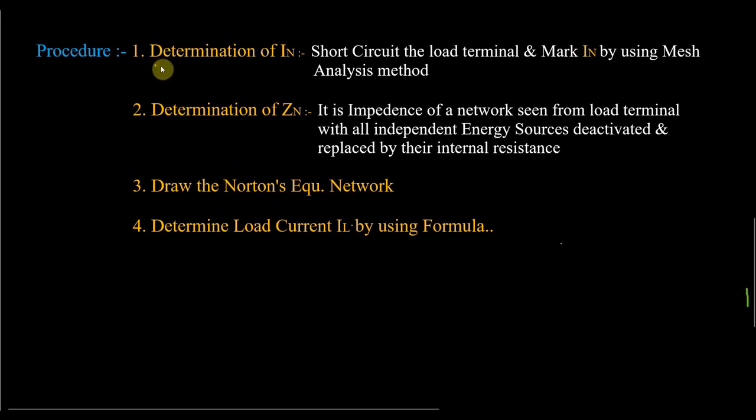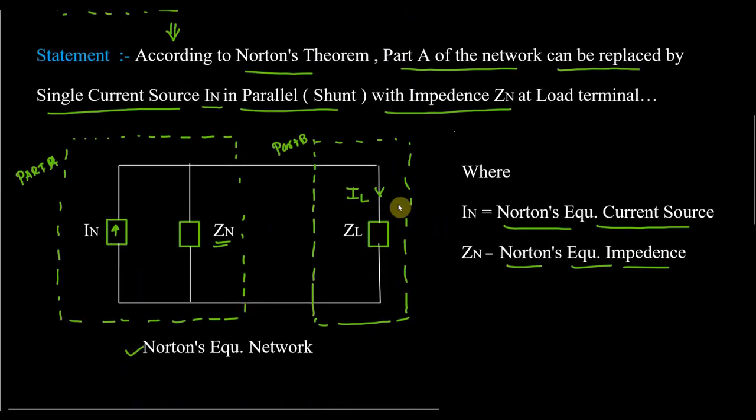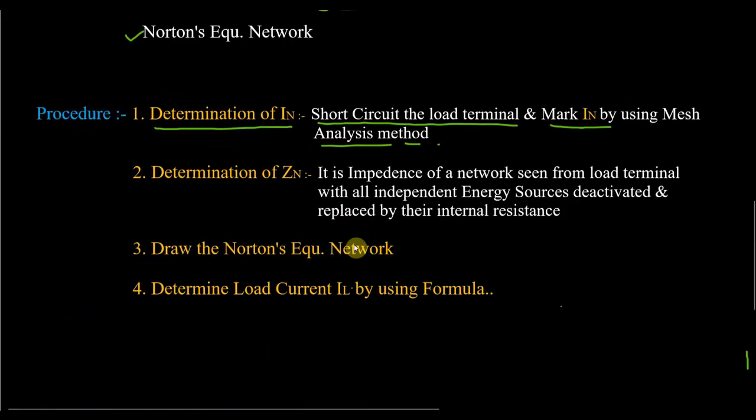The first step is always to determine the value of IN. Now what is IN? IN is the value of that current source. So how do you get that value? Simply short circuit the load terminal. Mark IN there, and by using the mesh analysis method you can find this answer. That we will see when we solve a numerical. So if this is your load terminal, short circuit that load terminal, mark the value of IN and find out the values of I.